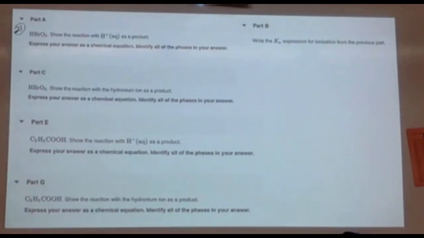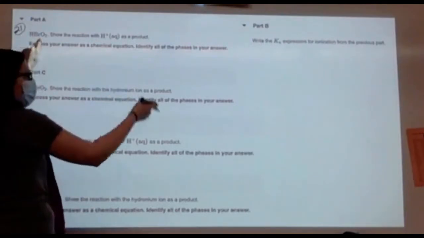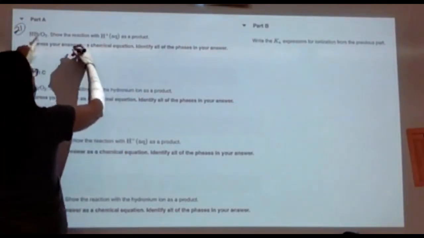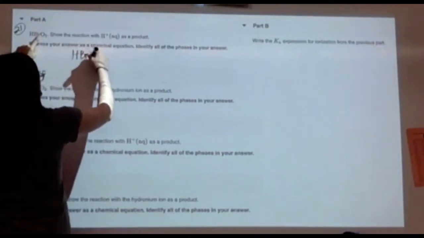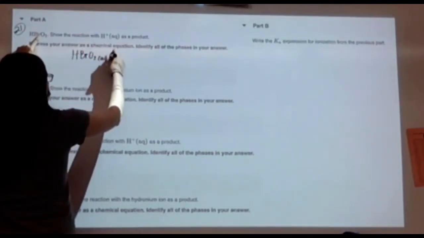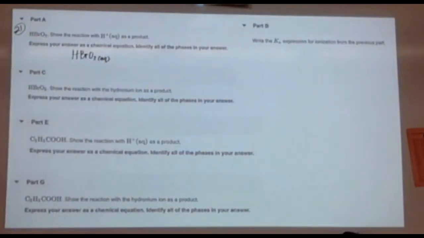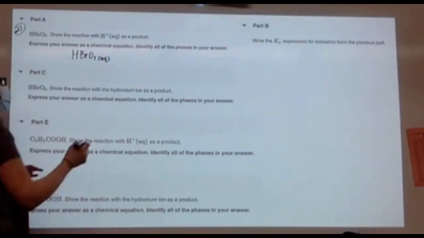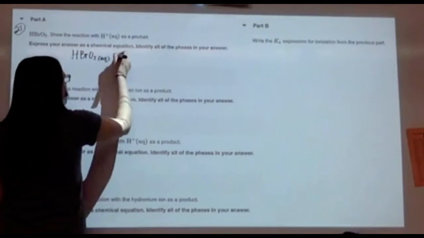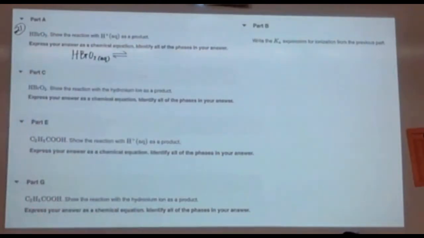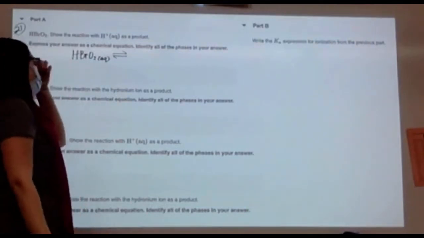So we're showing what happens when we put a weak acid into water. HBrO2 is a weak acid because it's not one of the 7 strong. So I'm going to have HBrO2. All acids are aqueous solutions. Now, because it wants us to show the reaction with H plus as a product, we ignore water as a reactant. And because it's a weak acid, it's at equilibrium, so we need a double arrow.